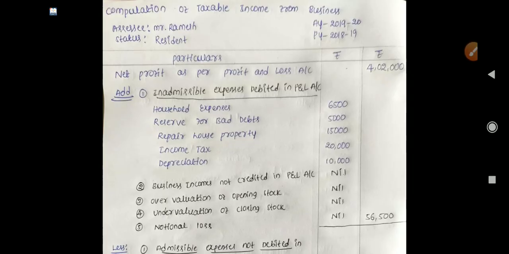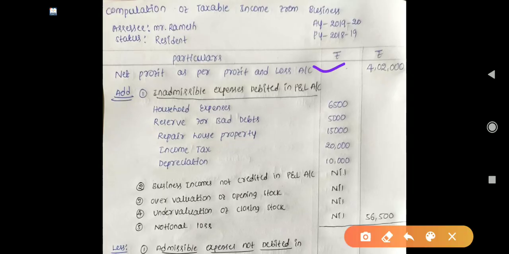At the starting, you have to compulsorily write the net profit as per profit and loss account. The net profit as per profit and loss account is 4,02,000 rupees, which is mentioned in the profit and loss account, so that has to be recorded here. And next, add items. There are 5 items, as I mentioned.